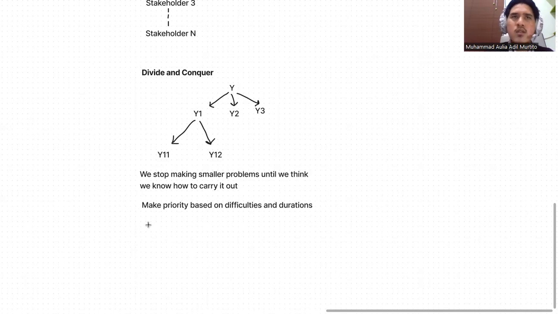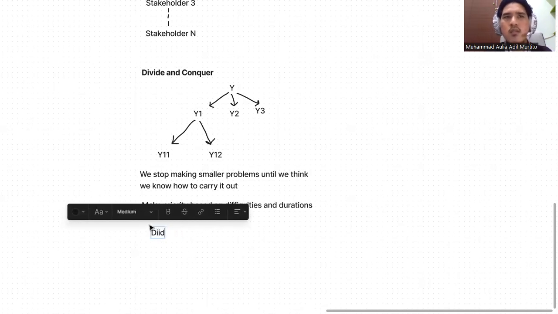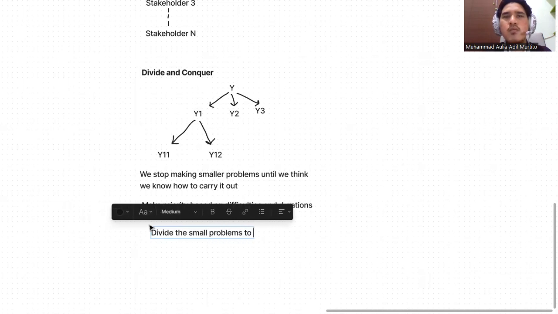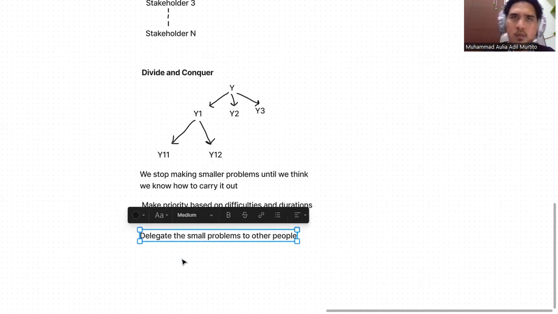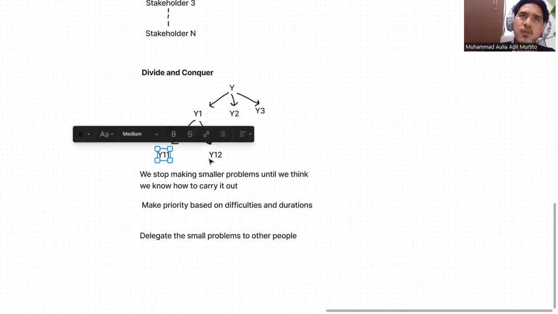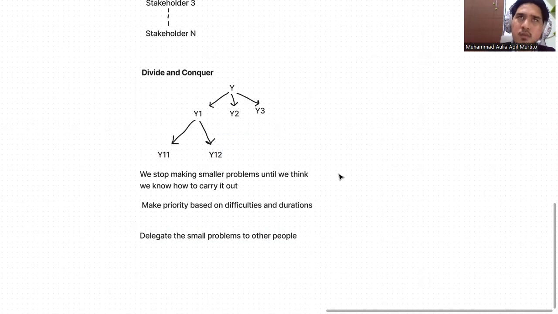And of course, we can also divide the small problems among other people. Yeah, delegate the small problems, the leaf problems, to other people.